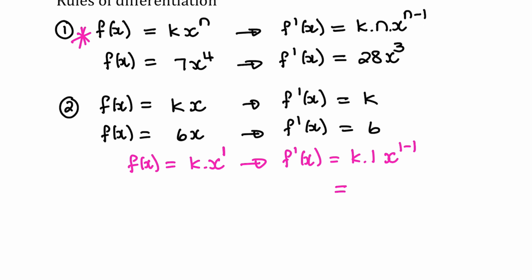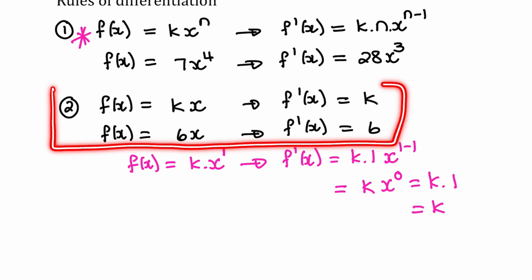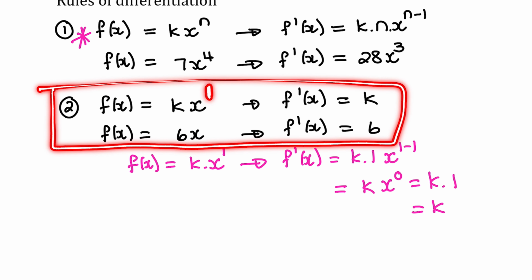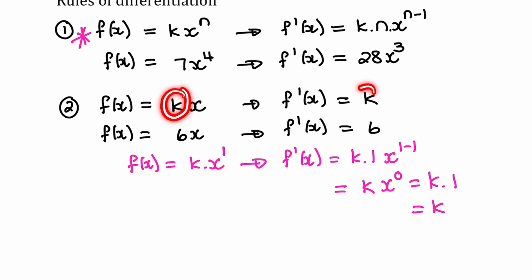And when I simplify that, that's the same as saying k, because k times 1 is k, x to the power of 0. And hopefully by now you know that anything to the power of 0 is simply 1. So this is k times 1, and that is k. But as you can see, by using the first rule, it becomes quite long, so it is much easier to simply remember that if our exponent is 1, then the derivative of f(x) simply becomes the coefficient.